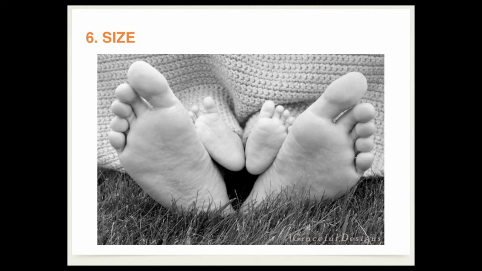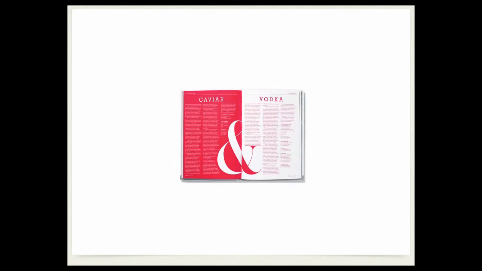Finally, varying sizes of similar objects provide contrast as well. The picture of a parent and child's feet show just how small and dependent babies are. No faces, no bodies, or anything else are necessary to get that point across. Text can also create contrast using size. In the Caviar and Vodka article, contrast occurs in the size of the words in comparison to the text, and then the entire design contrasts with the giant ampersand in the middle.